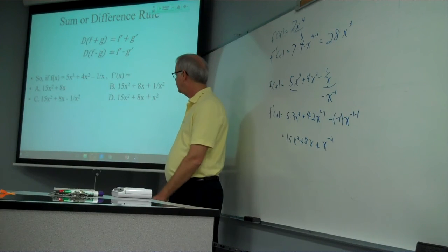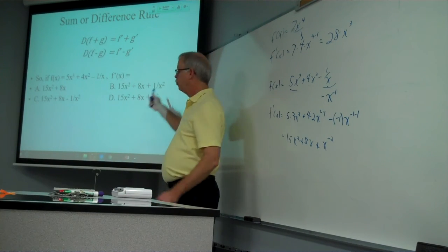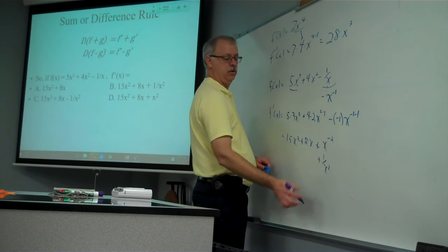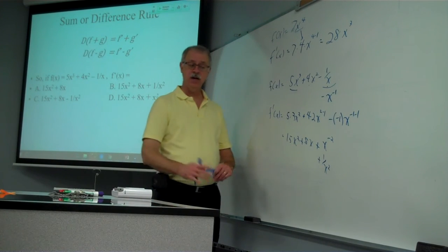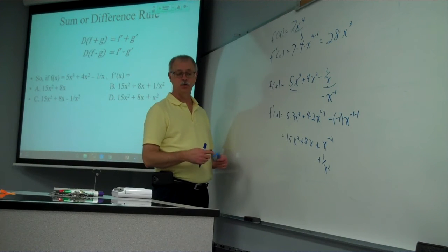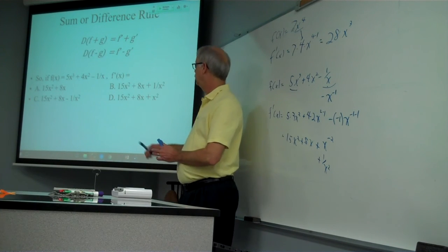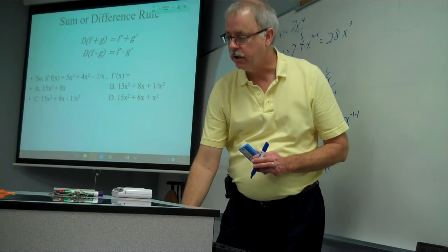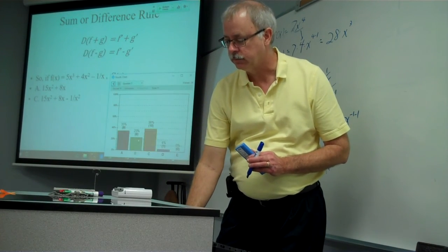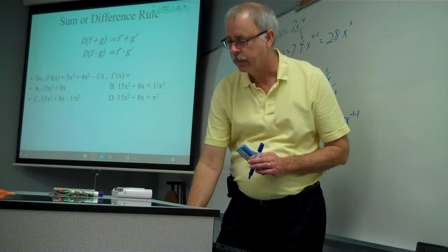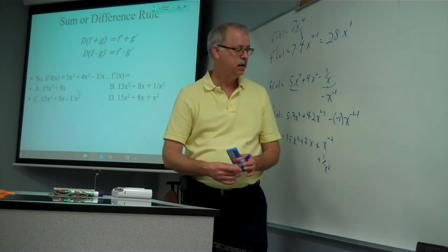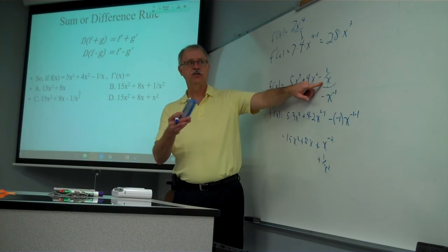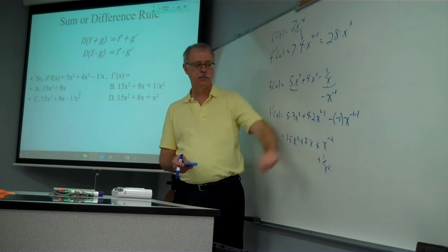Now, none of our choices have x to the negative second, but if we convert it back to what we typically do, we don't like negative powers, let's convert it back. That's 1 over x squared. So we actually get here b as our result, which I don't think was the most popular one. So those that said A, this is not a constant. Only the constant goes away when we take the derivative.